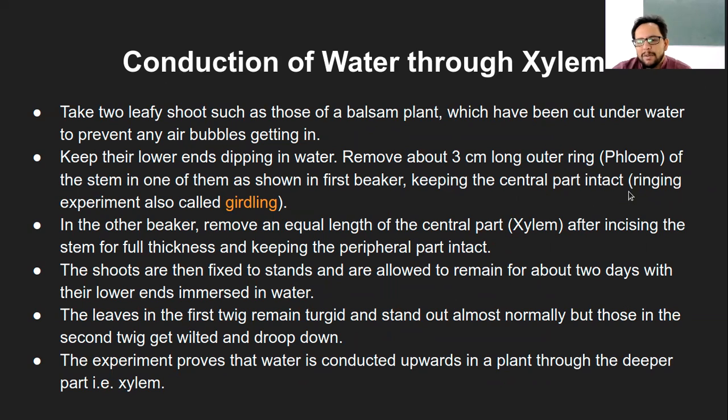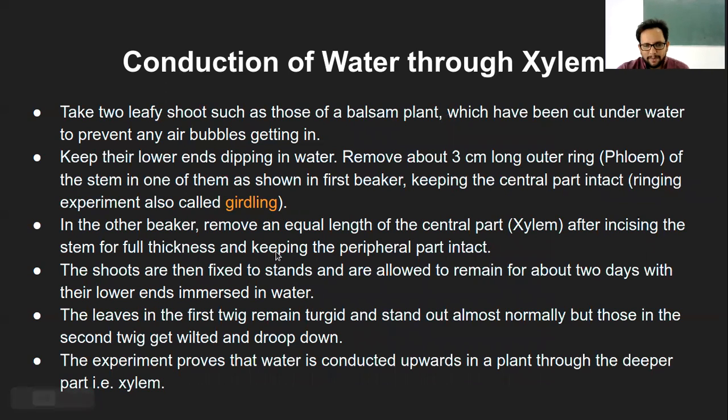And keeping the central part intact. And this particular fact is called girdling. Girdling, as in you create a girdle, is also called the ringing experiment. Ringing, as in creating that ring-like structure. So that is the ringing experiment, or it is also called girdling. Girdle again refers to the circular area, that is the circumference. So that is girdling or the ringing experiment.